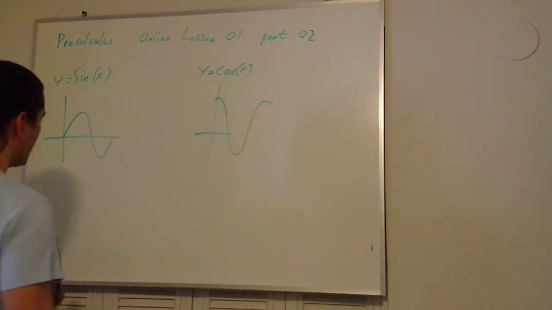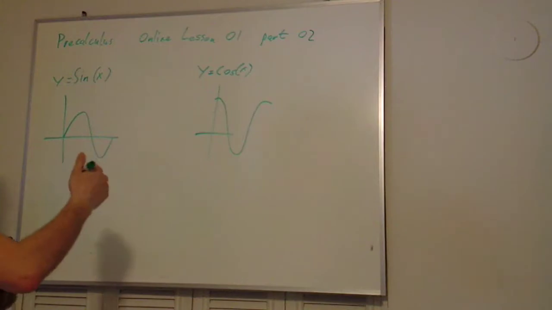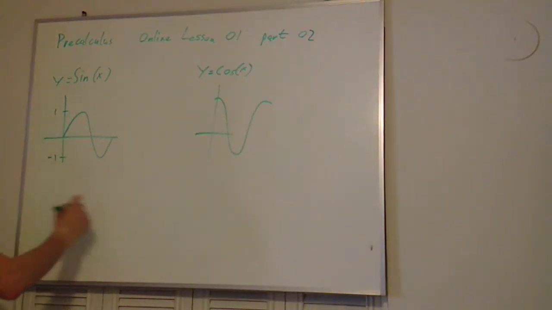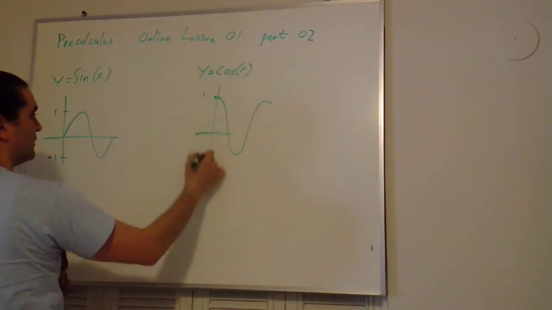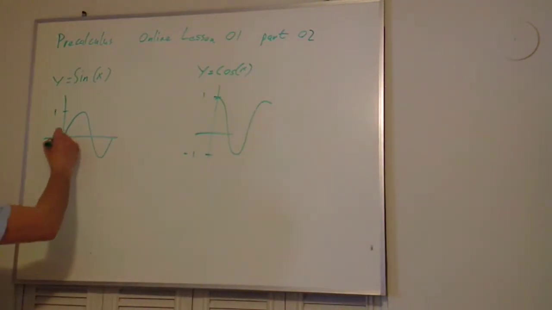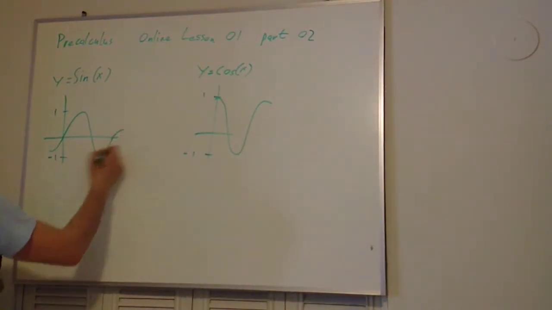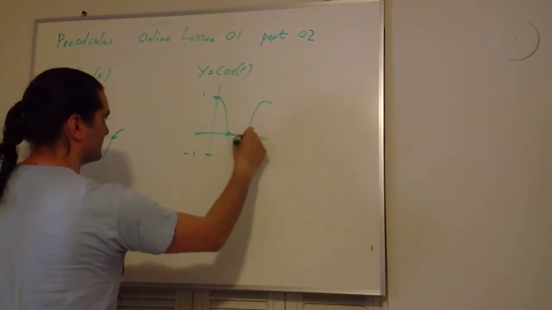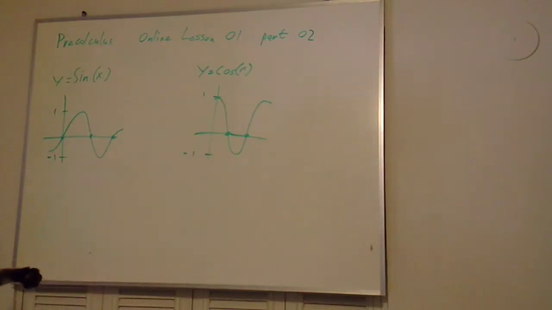So the thing I want to talk about today is both of these functions are bounded top and bottom by 1 and -1, and both of these functions will cross the axis infinitely many times. That's just a thing that happens.